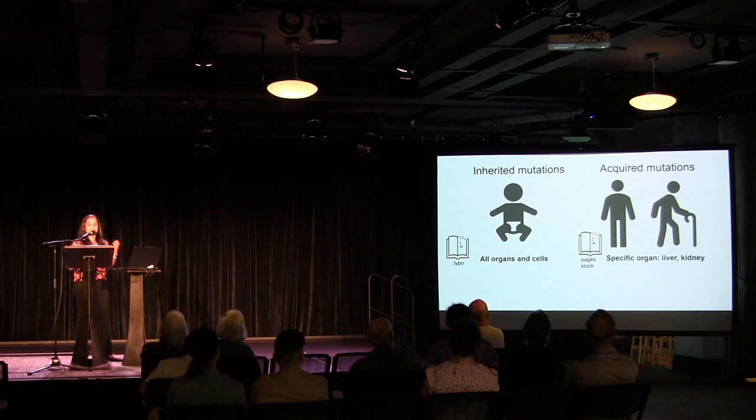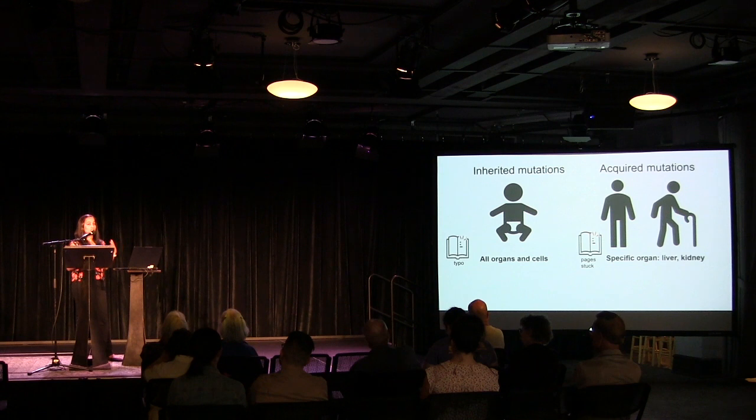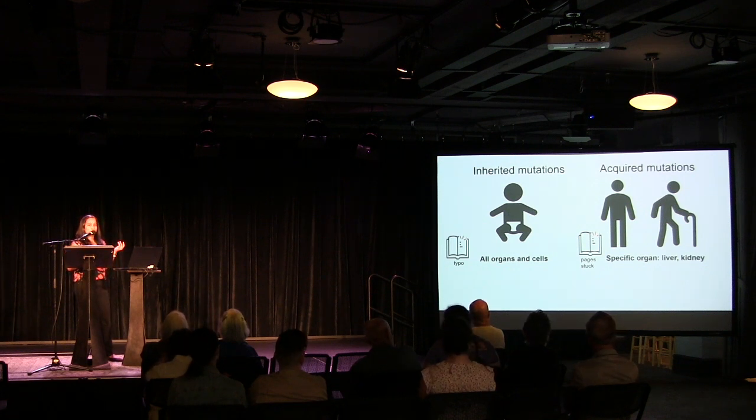So going back to these inherited and acquired mutations, the inherited mutations are basically present in all cells and organs of our body. You can think of this like the typo in the recipe book. So for example, if the typo was present in the original edition of the book, it's going to get passed on to all the multiple reprints or photocopies of that book. Just like that, the inherited mutation is present in all cells and organs in our body, and we can pass it on through generations. In the case of acquired mutations, these mutations are specific to an organ.